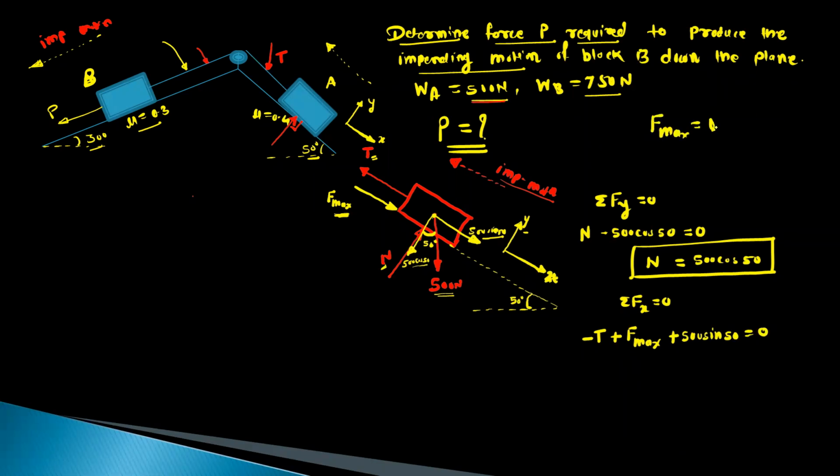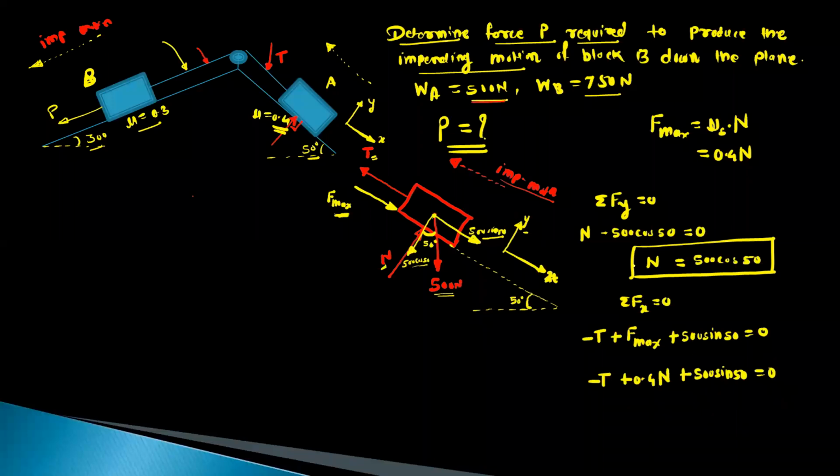Now F max value, this is the limiting frictional force. So this is equal to coefficient of static friction into normal reaction. So this value is given. So when we consider the block A, coefficient of friction is 0.4. So this is equal to 0.4 into normal reaction. So put this value in this equation. So replace the F max value. So minus T plus this 0.4 into normal reaction plus 500 sin 50 and equal to 0.